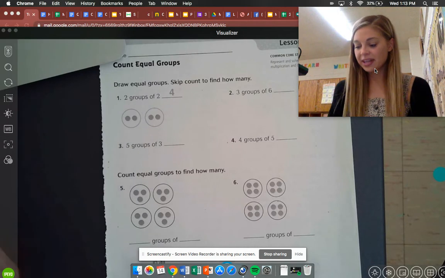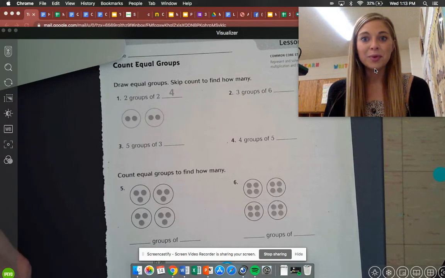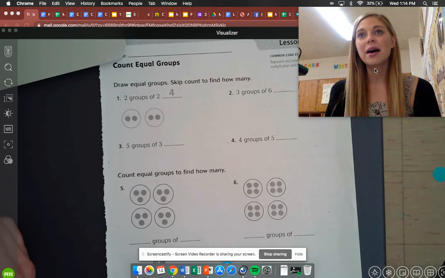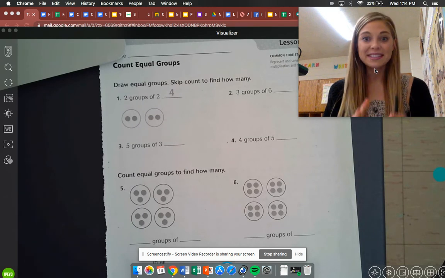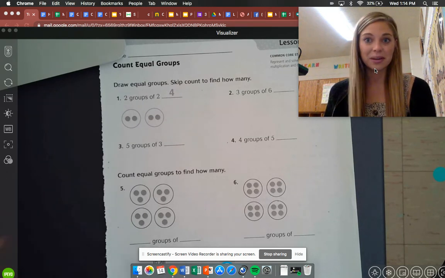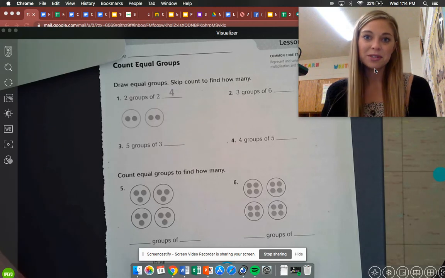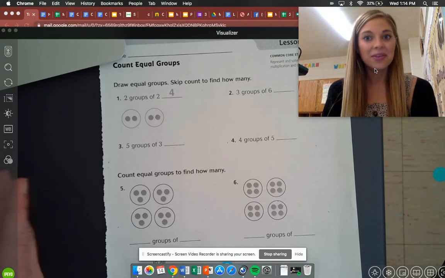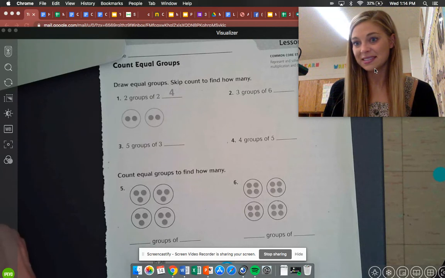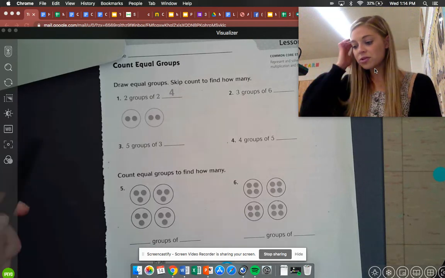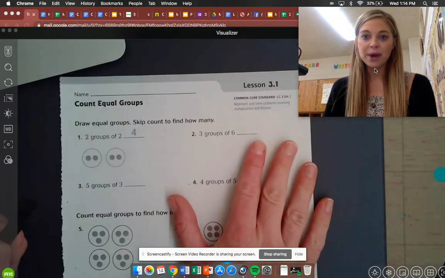Chapter 3 is all about multiplication and learning about the things that lead us up to learning multiplication, by understanding what multiplication actually is. So today, we are doing lesson 3.1.